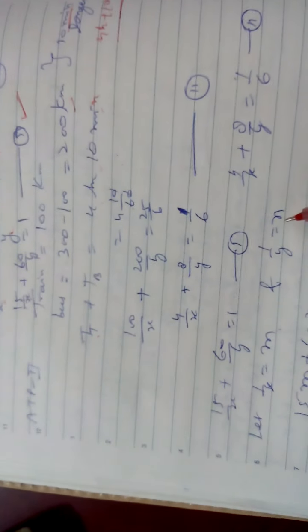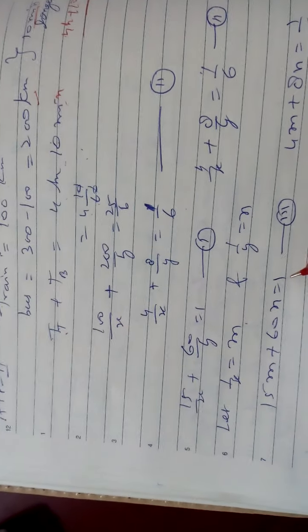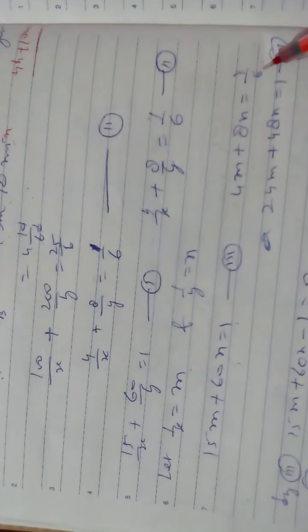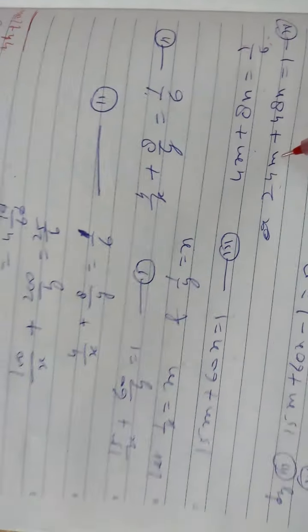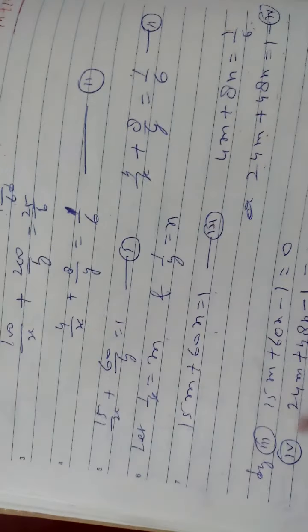Now let 1 upon x be m and 1 upon y be n. Then you will take 15m plus 60n is equal to 1. And 4m plus 8n is equal to 1 by 6. Simplify: you get 24m plus 48n is equal to 1. Third and fourth, you solve.